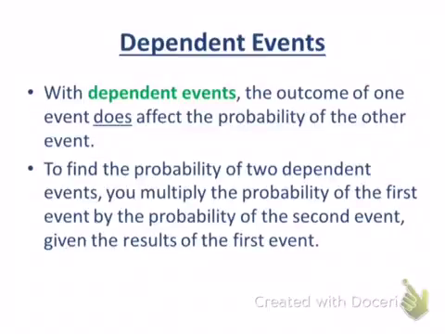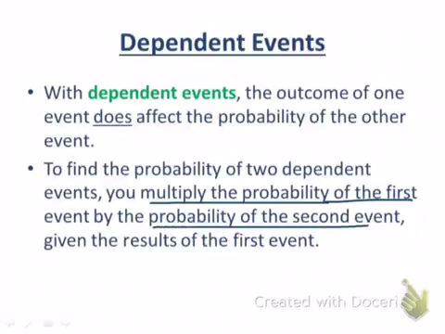you multiply the probability of the first event. Okay, so we're going to multiply again. Multiply the probability of the first event times the probability of the second, given the result of the first event. So your second probability has been affected by the first probability. That's what it's telling you. Okay? It has to be that order. It's going to change the probability.